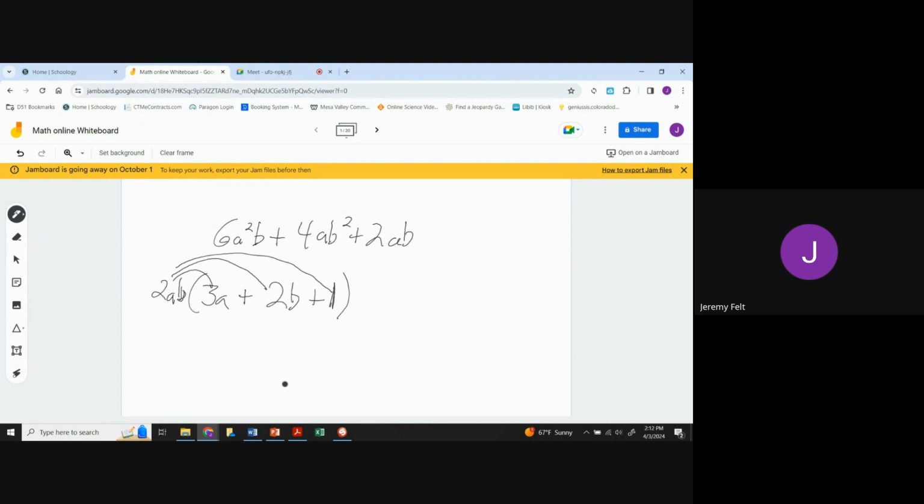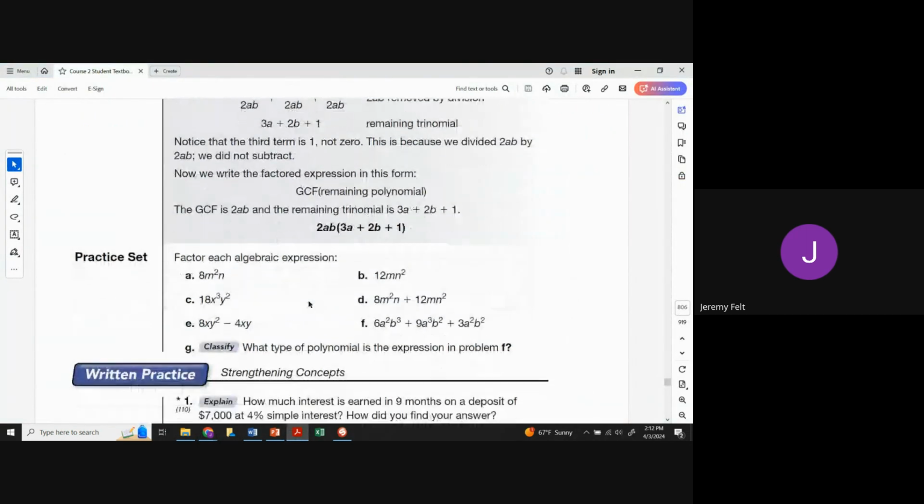So if we did 2ab times 3a, that'd be 6a squared b. 2ab times 2b would be 4ab squared, yep, and 2ab times 1 would be 2ab. So it would work out to be the same. I know we did it correctly. All right, we'll go over these in class as a practice set together.